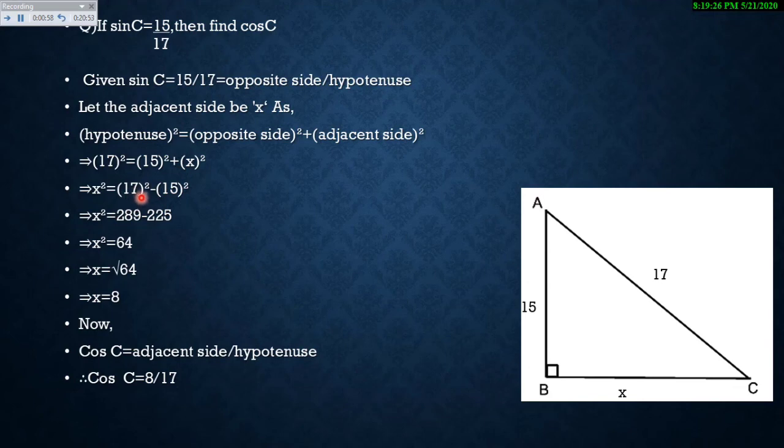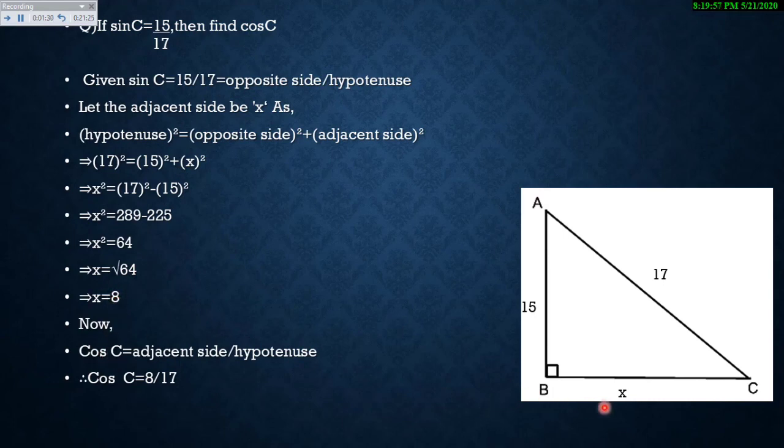So what is 17 square? 17 square equals to 289. 15 square equals to 225. x square equals to 289 minus 225. x square equals to 64. 289 minus 225 equals to 64. So x equals to root over 64. Right? Now x equals to 8. Root over 64 equals to 8. If you do 8 square, 8 into 8 equals to 64. So x equals to 8.